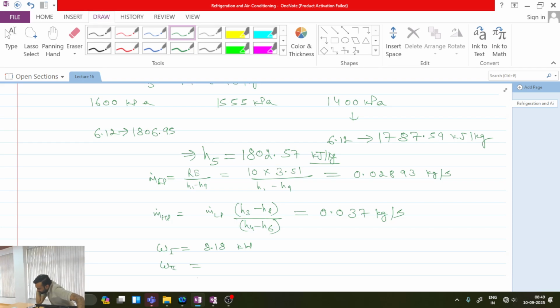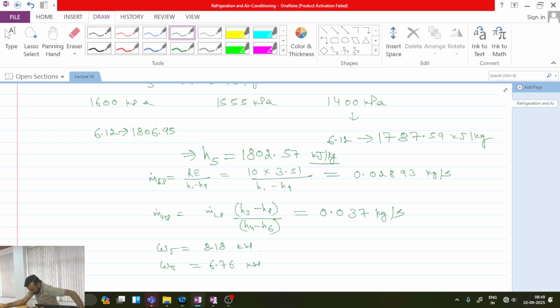Do it fast, but the values are not matching. My value is different. It is not 8.18. Someone else? How much is HP? 7 point? 6.76. 6 point? Slightly different. Someone else? Please do verify.